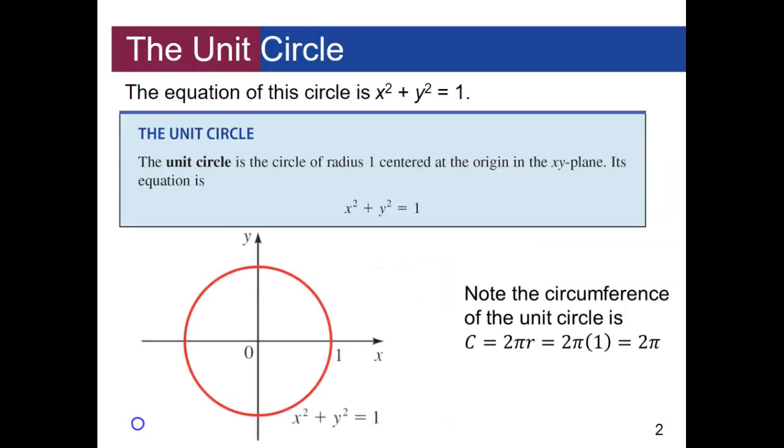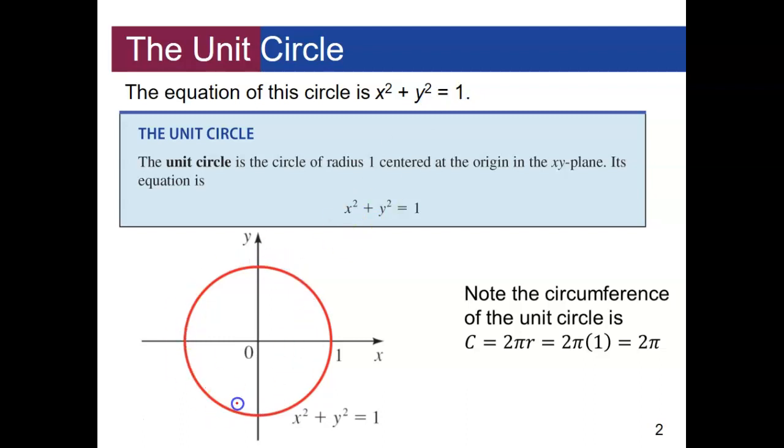Okay, so what is the unit circle? The unit circle is simply a circle that's centered at the origin, and it has a radius of 1. And so the equation for the unit circle is x squared plus y squared equals 1. And that's simply the unit circle.